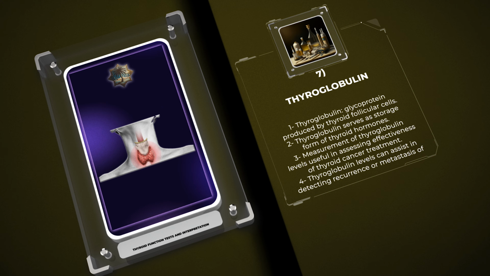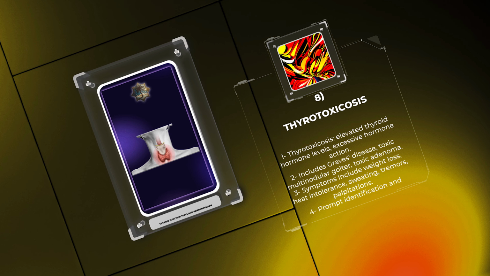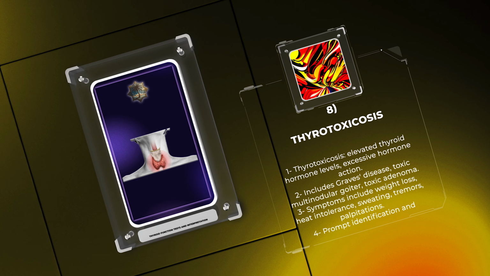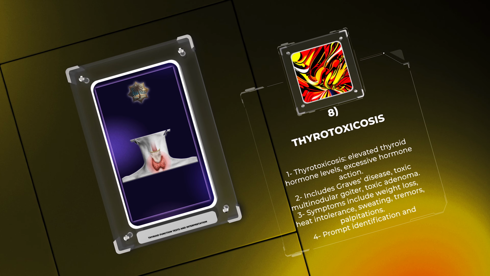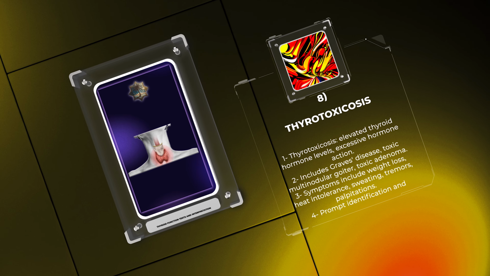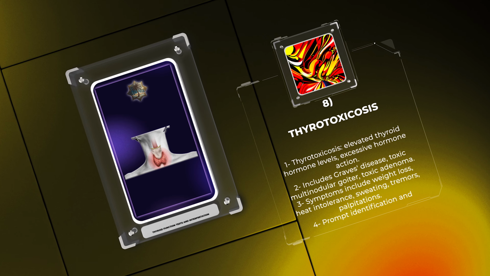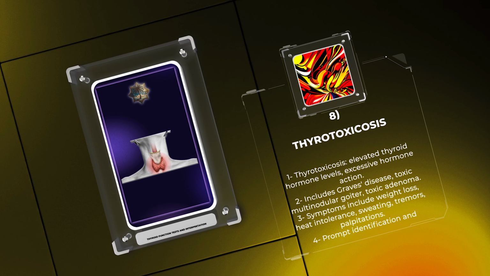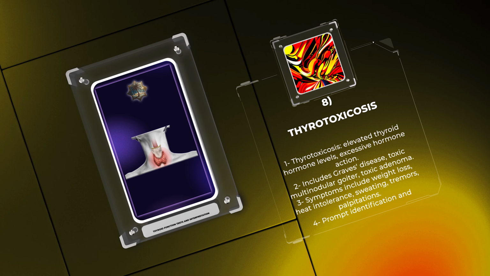have undergone thyroidectomy. Thyrotoxicosis refers to a clinical state characterized by elevated levels of thyroid hormones in the bloodstream and the resulting manifestations of excessive thyroid hormone action. It encompasses a spectrum of conditions, including Graves' disease, toxic multinodular goiter, and toxic adenoma. Symptoms commonly observed in thyrotoxicosis include weight loss, heat intolerance, sweating, tremors, palpitations, and mood disturbances. Prompt identification and management of thyrotoxicosis are essential to prevent complications such as cardiac arrhythmias, osteoporosis, and thyroid storm, a severe and potentially life-threatening condition.